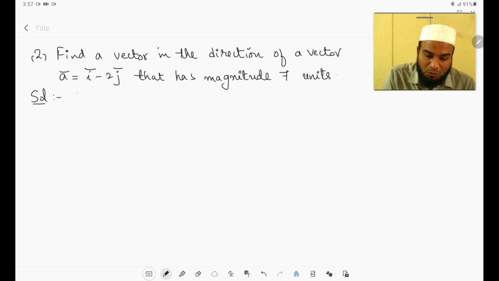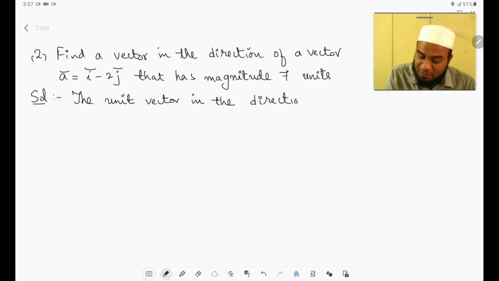So how to do that? First we will find the unit vector in the direction of a bar. For finding the unit vector, what do we have to do? a cap equals a bar by mod a bar, that is we have to divide the vector by its magnitude. So a bar is given by i bar minus 2j bar.